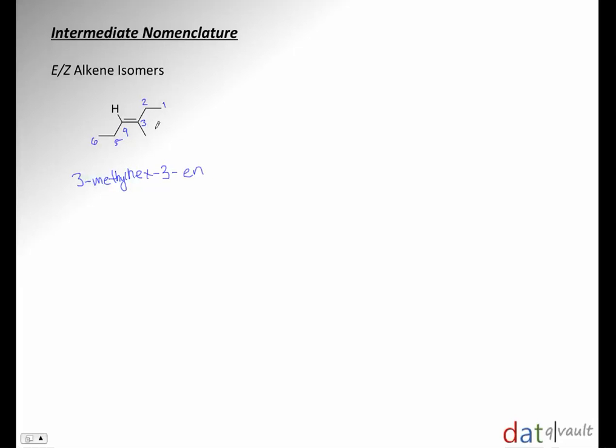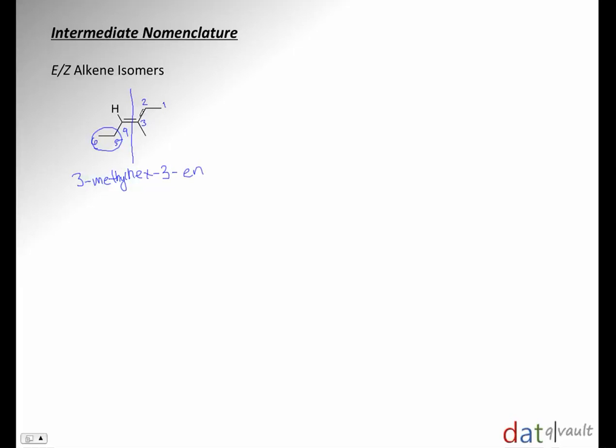The next thing that we have to do is figure out what the configuration is around this double bond. We do that by splitting the alkene in half and figuring out which substituent on either side has the highest priority. Priority of substituents is based on the atomic number of the first atom off of the double bond. So for this ethyl group down here, the first atom off the double bond is a carbon. The first atom off of this substituent is of course going to be a hydrogen. Since carbon has the larger atomic number, this substituent is going to have priority over the hydrogen.